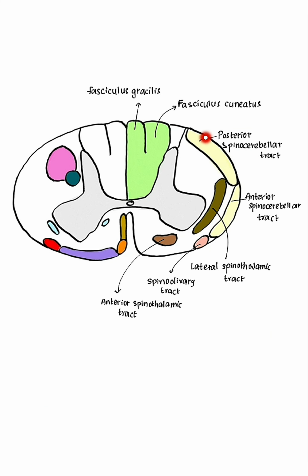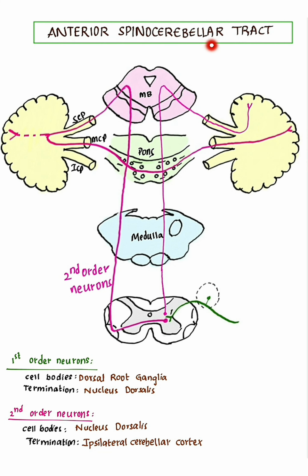In the dorsolateral part of the lateral white column, the posterior spinocerebellar tract is present. Anterior spinocerebellar tract: this tract also carries the sensations to the ipsilateral cerebellar cortex. The right-sided sensations are carried to the right-sided cerebellar cortex. In both posterior and anterior spinocerebellar tracts, the sensations are carried to the ipsilateral cerebellar cortex.